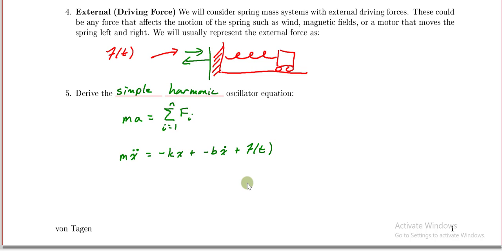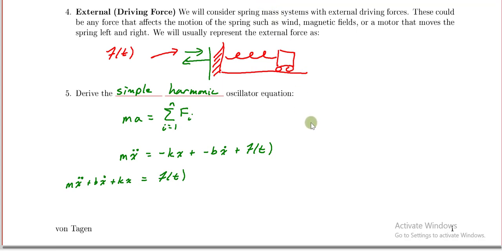So the next thing to do to make this look like our model is just to take all of the dependent variable terms over to the other side, leaving the non-homogeneous term, f of t, the forcing function, over on the right. So when we do that, we've got m x double dot plus b x dot plus k x is equal to f of t, and there is that model.